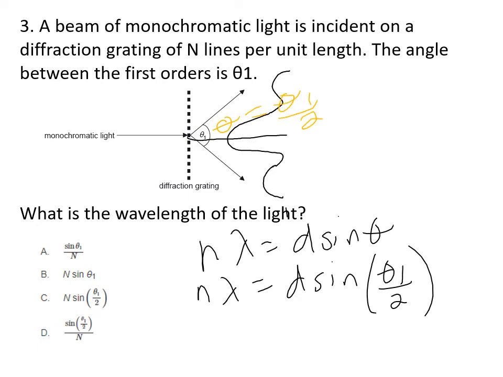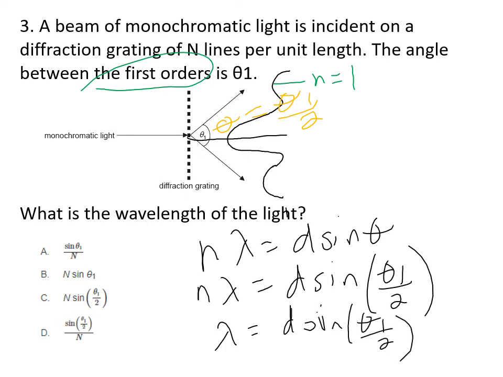Okay, and n in this case would equal 1, because that's the maximum that it's landing on between the first orders. So the order is n equals 1. This equation then further reduces to lambda is equal to d sine theta sub 1 over 2, and all we're left with is to figure out what the lowercase d is.